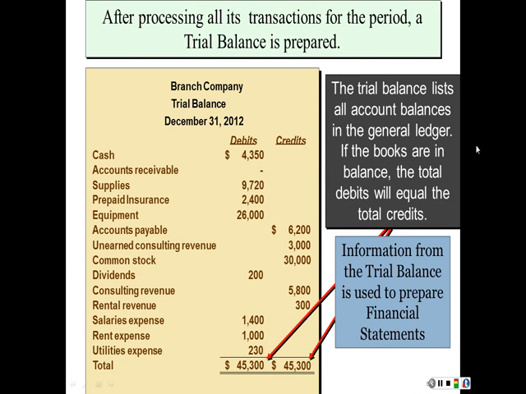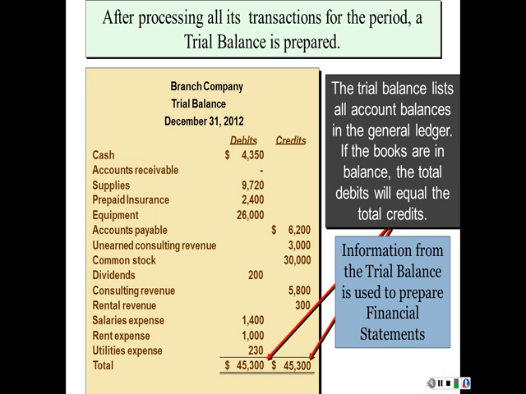Once all the transactions have been journalized and posted to the ledger and account balances have been determined, we prepare a trial balance. So a trial balance is prepared to make sure that the debits equal the credits. So what we follow is the double entry system of accounting, where for every debit there is going to be a corresponding account that is credited.